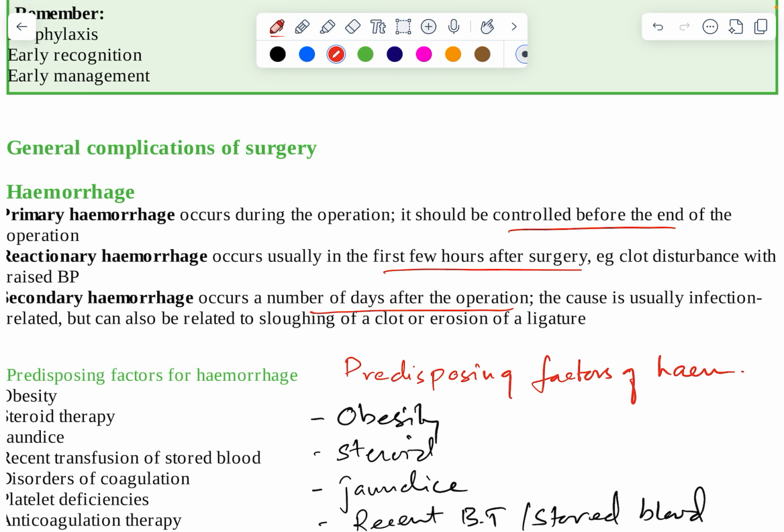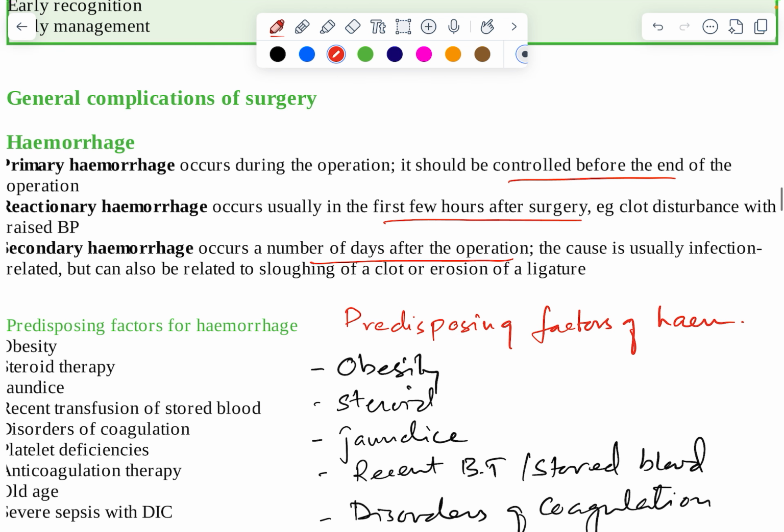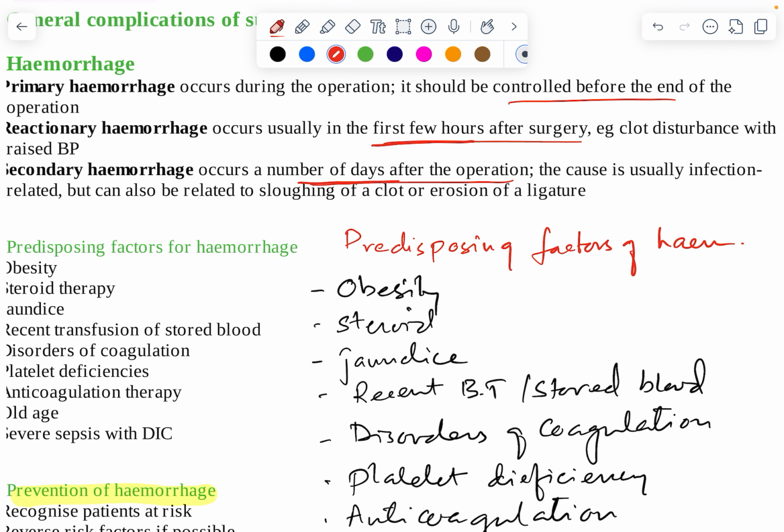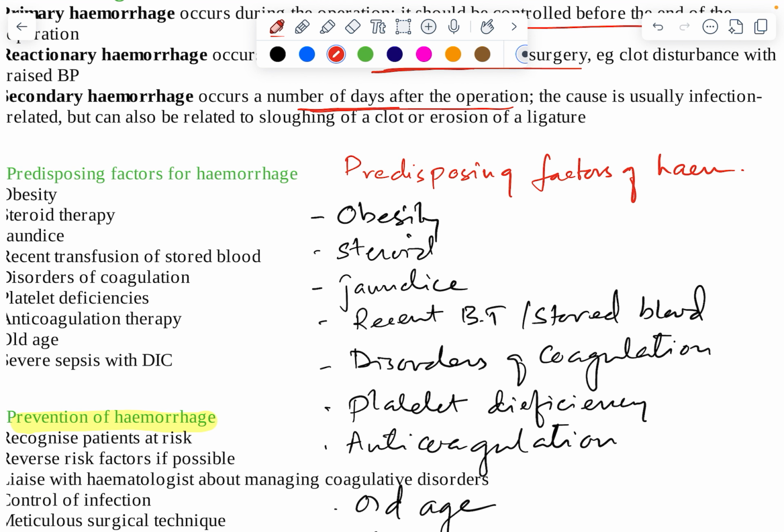A general complication of surgery is hemorrhage. Primary hemorrhage is during operation; it can be controlled before the end of operation. Primary, reactionary, secondary: this is the very important thing. Reactionary is in the first few hours after surgery, when a clot is dislodged. Secondary hemorrhage is after a number of days after operation, usually infection related, with sloughing of the clot or erosion of the ligature. So primary is on the table, reactionary is dislodgement of the clot within hours, and secondary is within days.